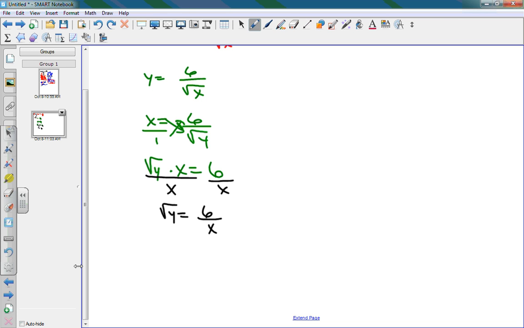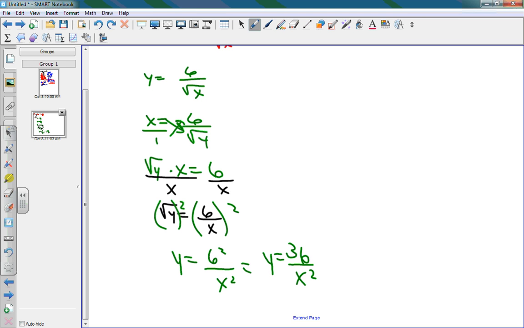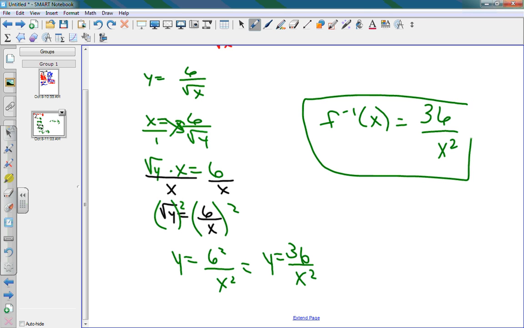Now how do I get rid of that square root? Square. So I'm going to square both sides. So that's going to give me y is equal to 6 squared over x squared, which is going to give me y is equal to 36 over x squared. Now what is y in this case? So f inverse of x is equal to 36 over x squared. So there's the inverse. I found it algebraically. Do we all understand that? Okay, now what's the next part of it say to do?